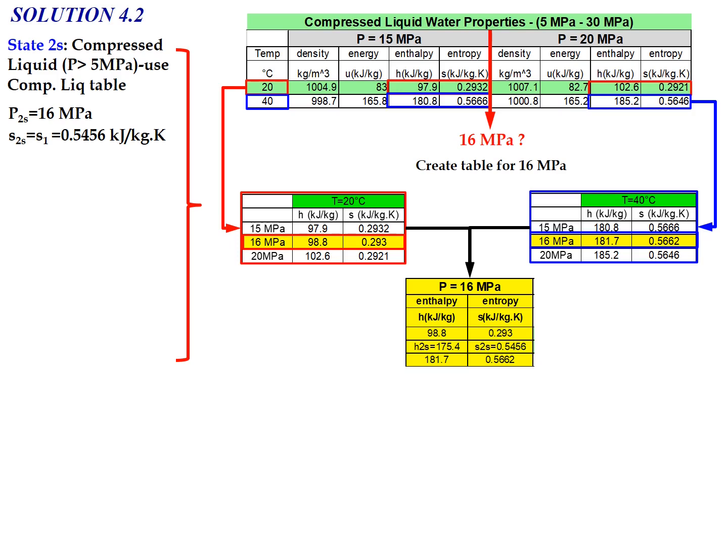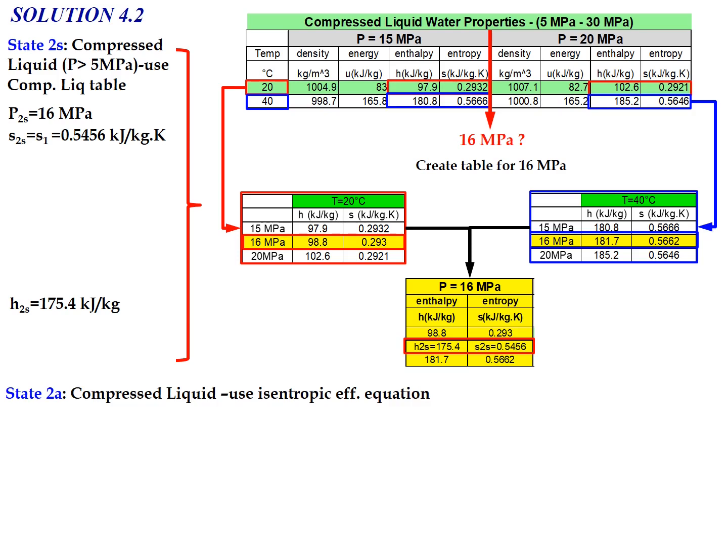Okay, by using the value of S2S, we can interpolate the value of enthalpy by using the data of entropy and also enthalpy for the pressure of 16 megapascal. So after interpolation, we obtain that H2S equal to 175.4 kJ/kg. Okay, that's how we create our own table and also determine the value of H2S in this example.